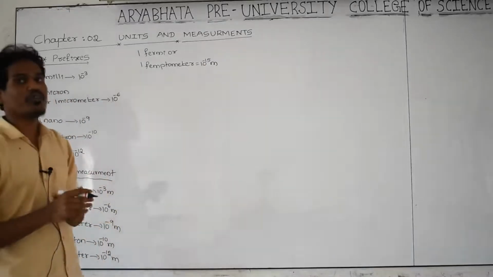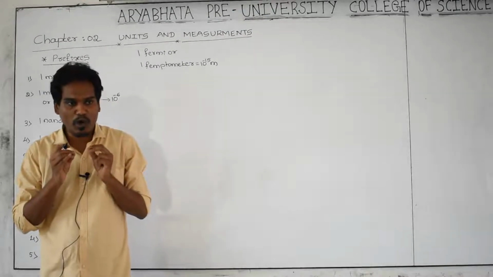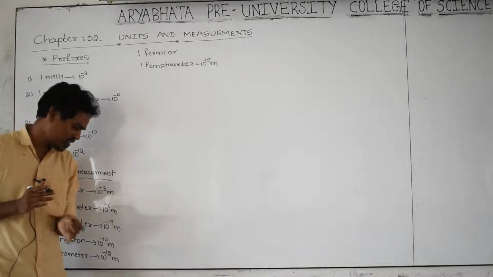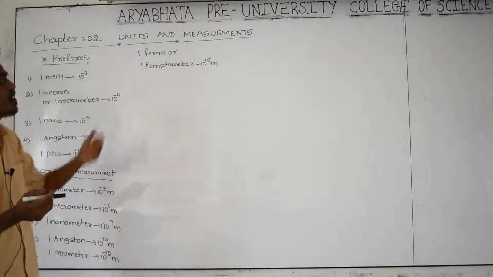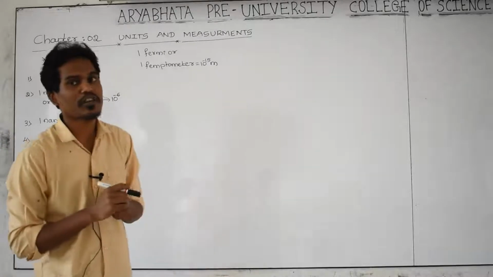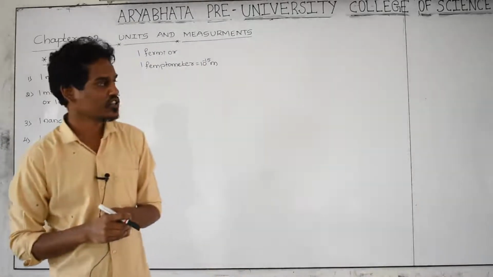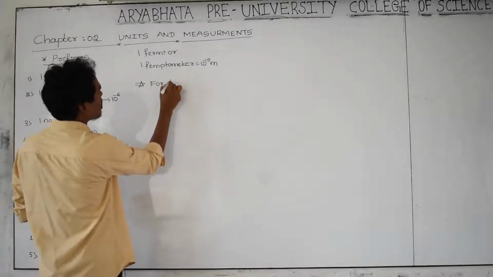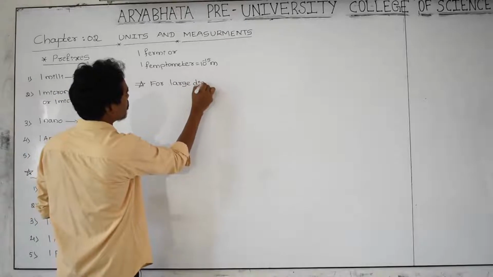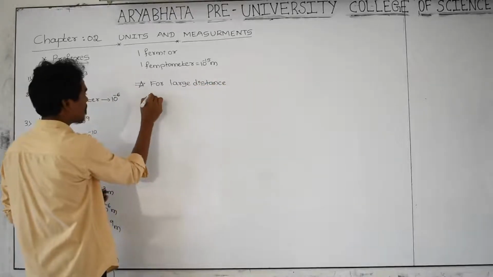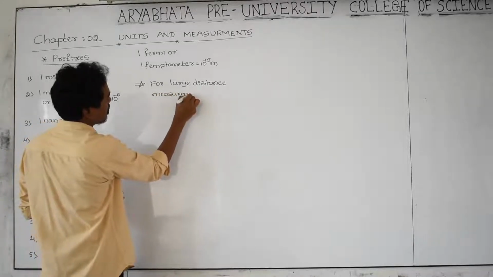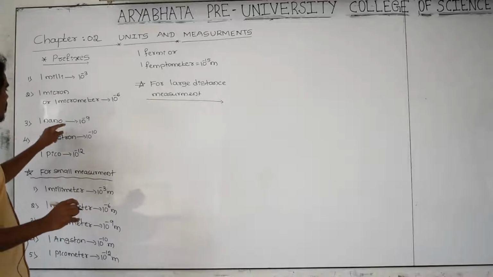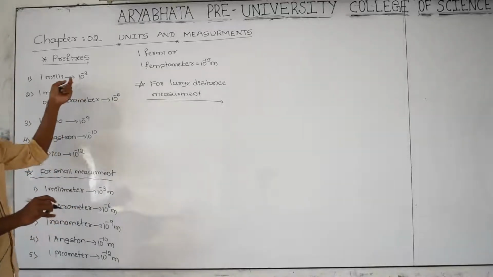These are all the units that we use for the measurement of very small distances: milli is minus 3, micro is minus 6, nano is minus 9, angstrom is minus 10, pico is minus 12, and femtometer is minus 15. These are the units we use for very small lengths or distances. Like this, some units are also there for large distance measurement. You can use the prefixes in terms of scientific notation.